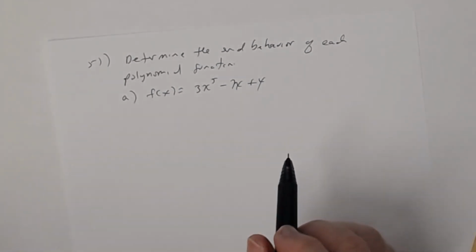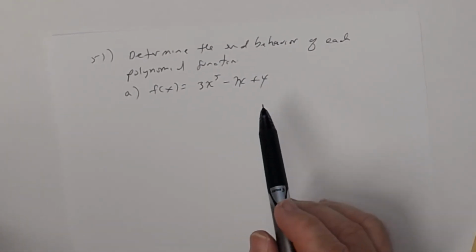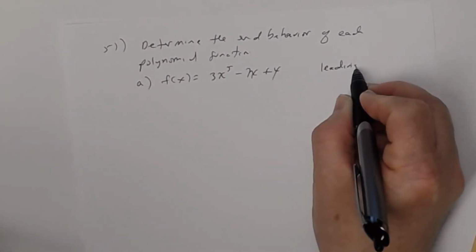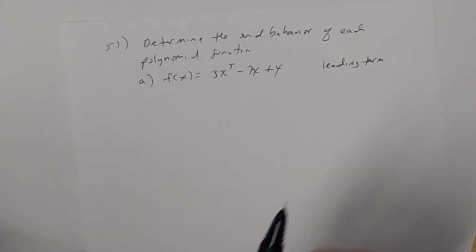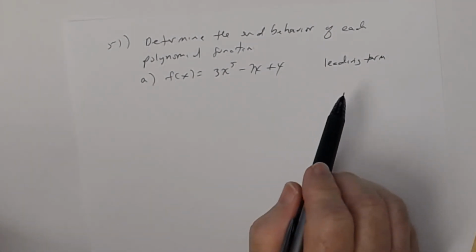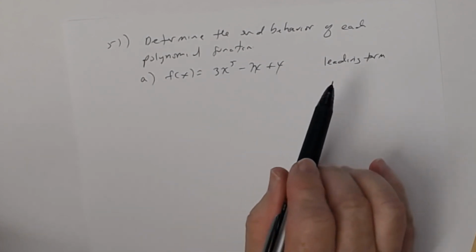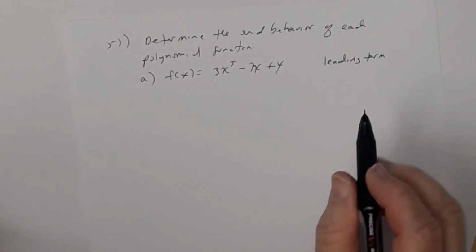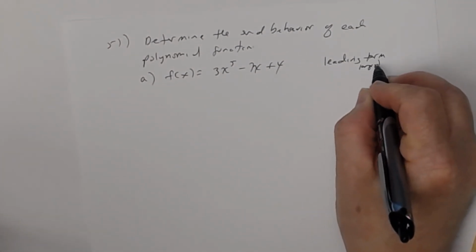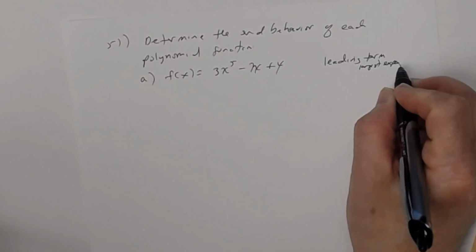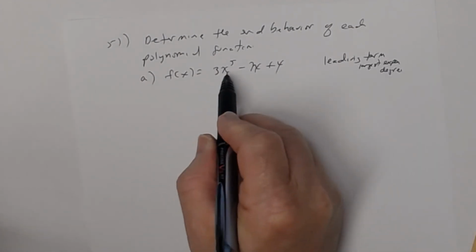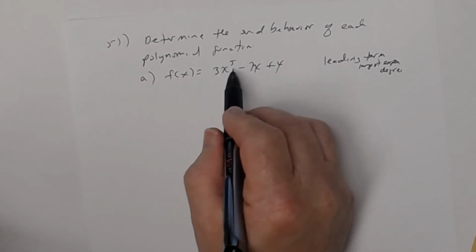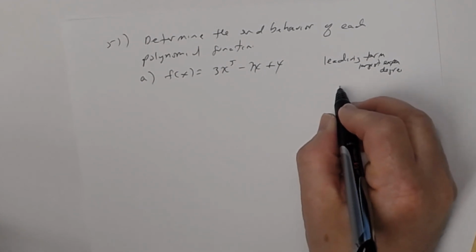When determining the end behavior of a polynomial function, you need to first determine your leading term. And the leading term doesn't mean the first term you see. The leading term is the term with the largest exponent, the largest degree. In this case, 5 is my largest exponent, so the leading term here is 3x to the fifth.